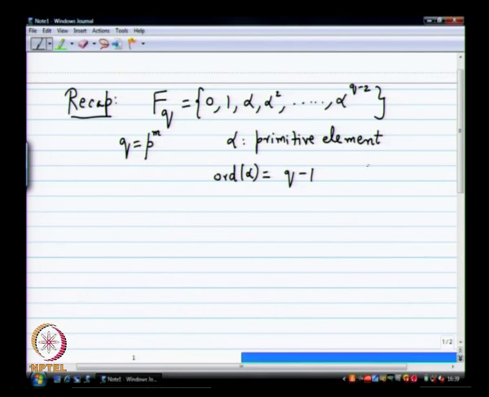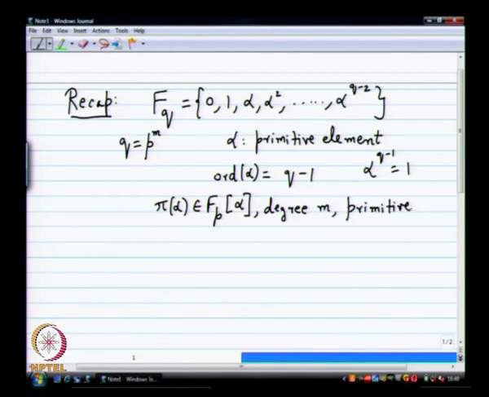What else do we know? So alpha power q minus 1 is equal to 1, and then there is a primitive polynomial pi of alpha, which is in Fp of alpha, and the degree m, it is what is called primitive. And in this field pi of alpha would be 0. So that is one of the properties that alpha satisfies.